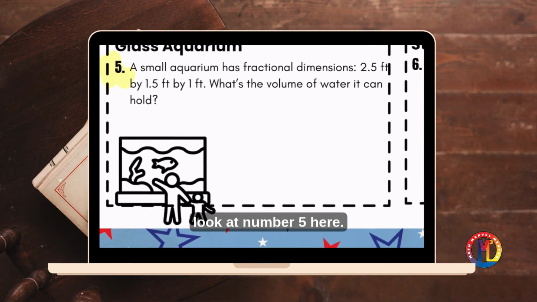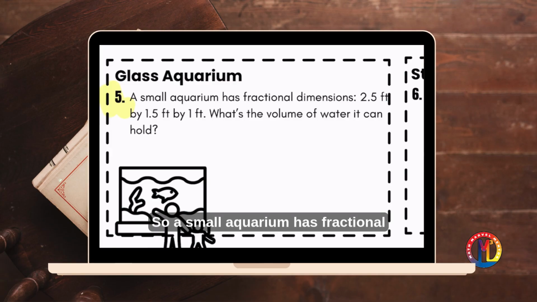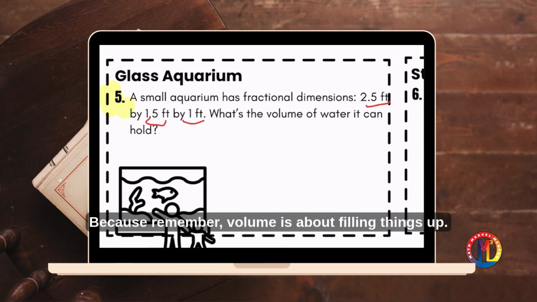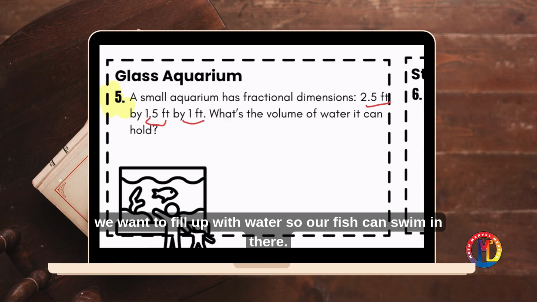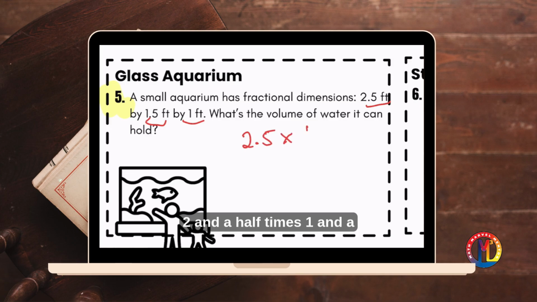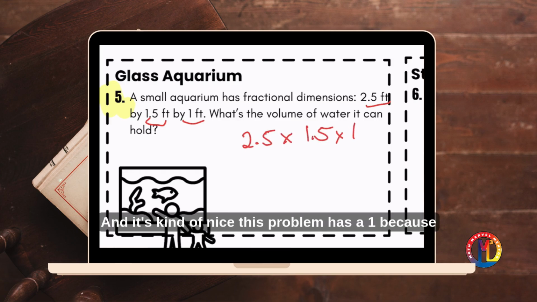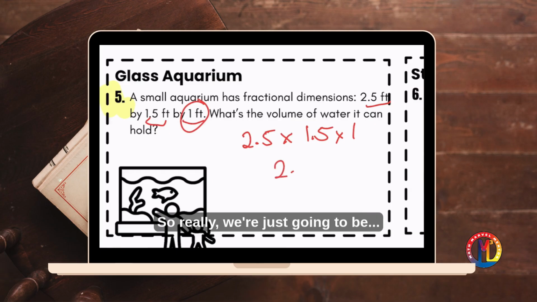Let's look at number 5 here. A small aquarium has fractional dimensions, so we're looking at some decimals here. We have 2.5 feet by 1.5 feet by 1 foot. What is the volume of water it can hold? Because remember, volume is about filling things up, and so with an aquarium, we want to fill it up with water so our fish can swim in there. Again, we're still just using the same formula, 2.5 times 1.5 times 1. And it's kind of nice this problem has a 1 because anything times 1 equals itself. So really, we're just going to be doing 2.5 times 1.5.